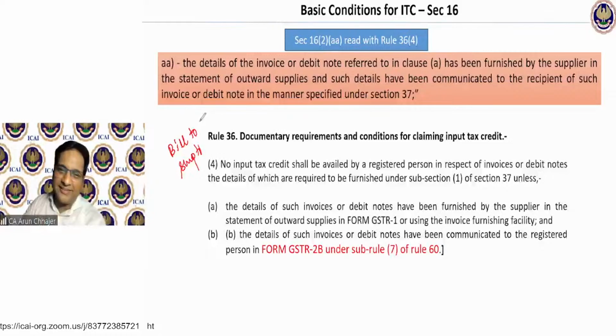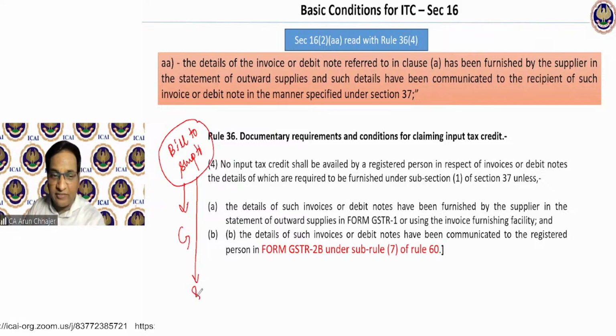Tell me one thing, whether the bill to ship to model is only for goods or it is possible for services also? Is it possible only for the goods or for services also? Now, the answer is both. Absolutely correct, Abrikesh. The answer is both.